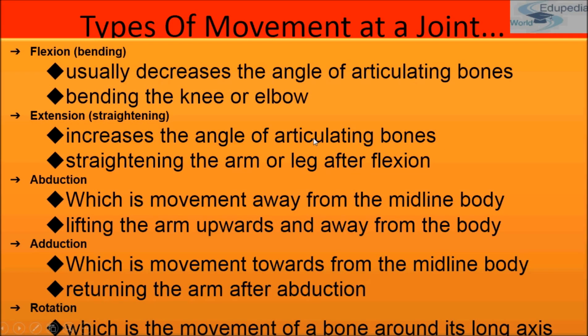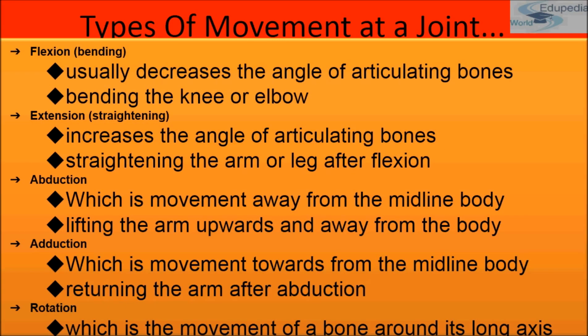Articulating bone means moving bones, and extension helps in straightening the arm or the leg after flexion. Okay, after bending, extension takes place. Then comes abduction, which is movement away from the midline of the body. That means we lift the arm upward and away from the body. Suppose there is a midline in our body from head to foot. So when we are lifting the arm upward or away from the body, that means an abduction type of movement is taking place in the joints.